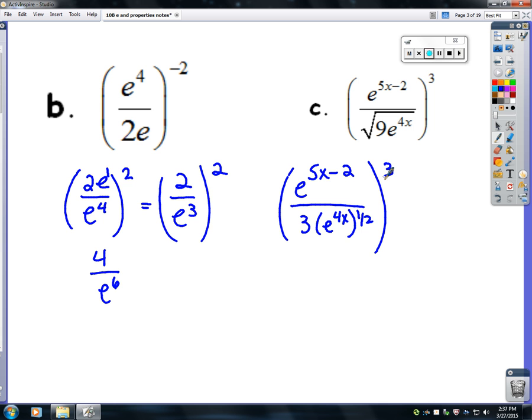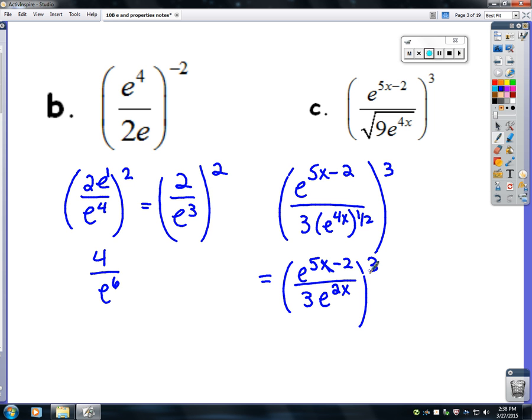Okay, I can simplify that denominator a little bit more before I deal with that 3 on the outside. So I'm going to leave my numerator alone again. I got 3. I'm going to multiply my exponents. 4x times 1/2 is 2x. So this becomes e to the 2x, all to the third power.